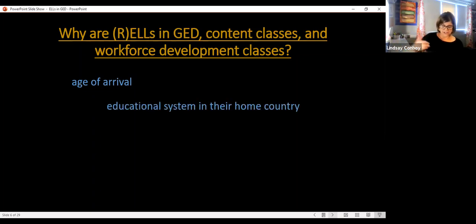So, education system in their home country. Education varies around the world, and some are excellent, some are not so excellent. We can see varying education throughout the United States, and so we can also use that as a model for when we look at other countries. So, for example, in some places in El Salvador, high school goes to 10th grade, and that's when they graduate.